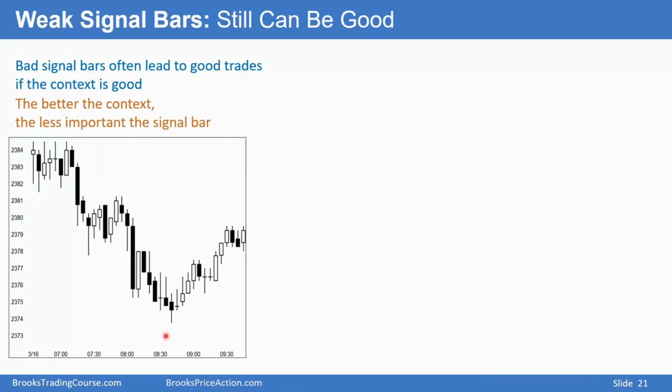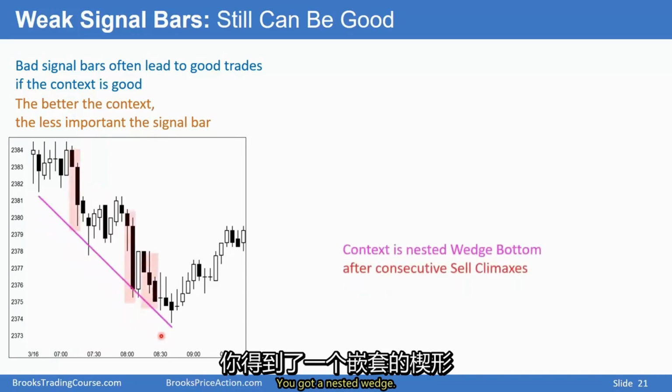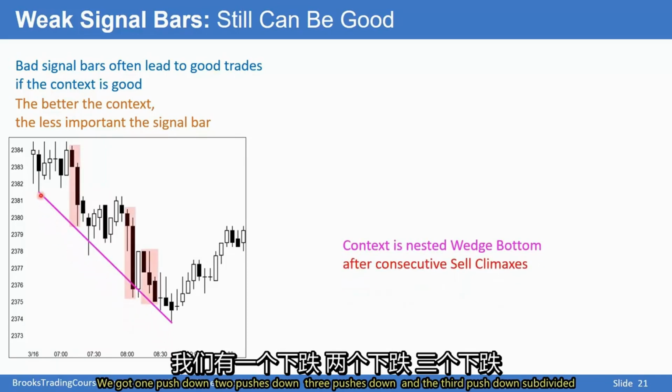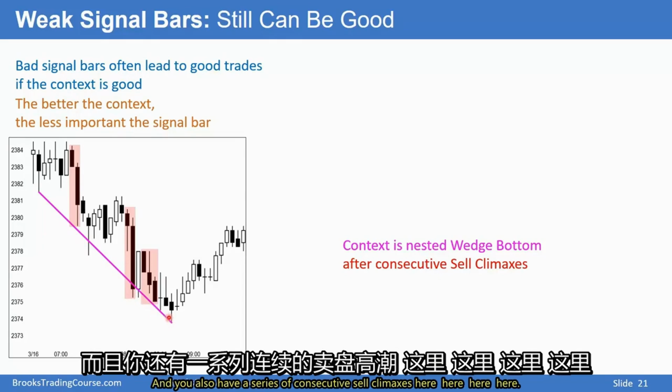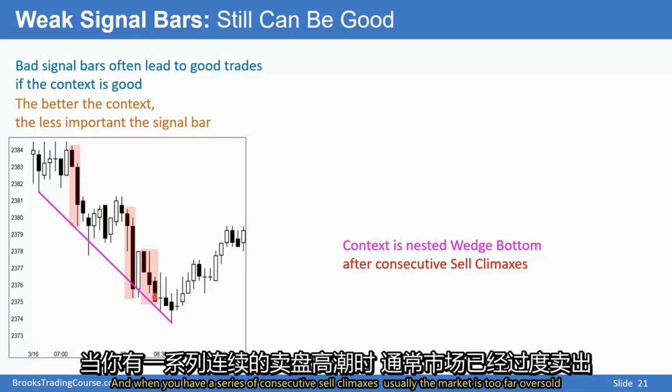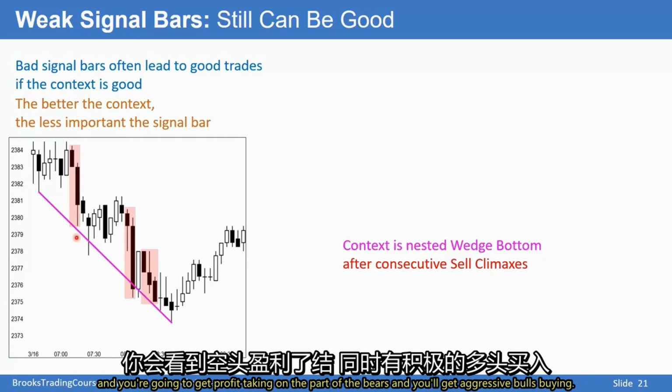And here the context is pretty good. You got a nested wedge. We got one push down, two pushes down, three pushes down, and this third push down subdivided into three pushes as well. 1, 2, 3. And you also have a series of consecutive sell climaxes here, here, here, here. And when you have a series of consecutive sell climaxes, usually the market is too far oversold and you're going to get profit taking on the part of the bears and you'll get aggressive bulls buying.